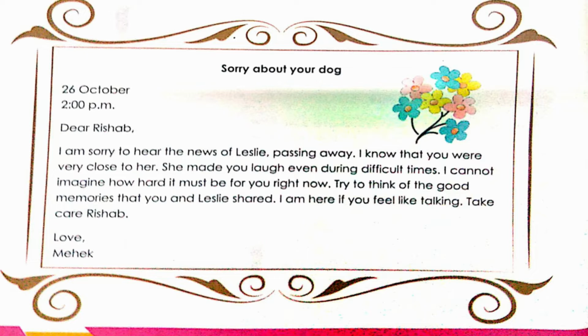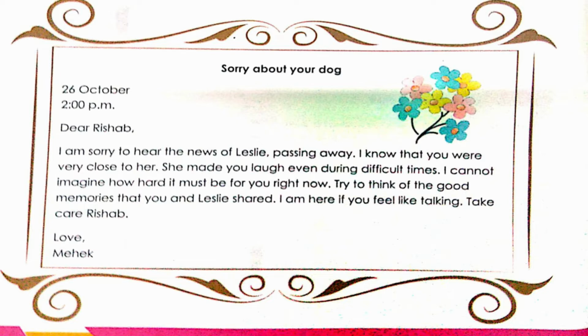So, this is a sympathetic message, right? Your friend, that is Rishabh, had a pet dog, Leslie, who has passed away last night, and now you are writing a sympathetic message to Rishabh and feeling sorry for his loss. Dear students, you can see on top at the center it's written sorry about your dog, and then at the left hand corner the date along with the month has been mentioned, 26th October. Just below that you can see the time, 2 p.m.